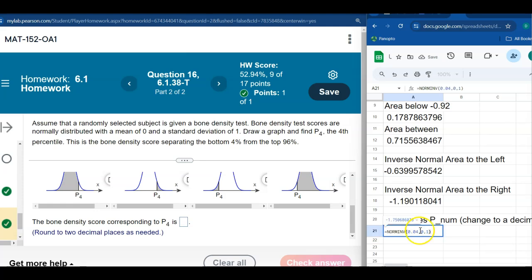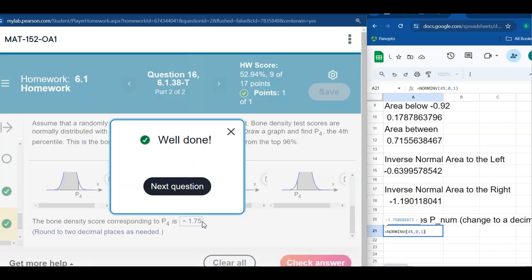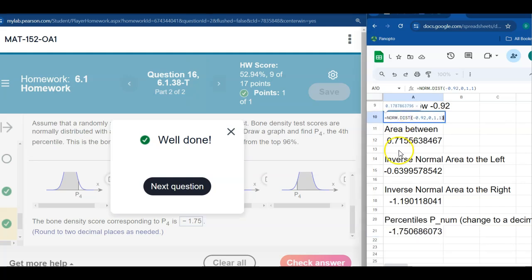Okay, now notice I'm going to just override that and write 4%, and it also gives me that number. So it understands percent. It'll convert it to a decimal for you if you use the percent symbol. So remember, P stands for percent, 4%, plug that in there with your mean is 0 and 1, and it'll also find it. So negative 1.75. So there's percentiles. So just know norm.dist is finding percentages or areas. Norm.inv will find numbers on the number line.